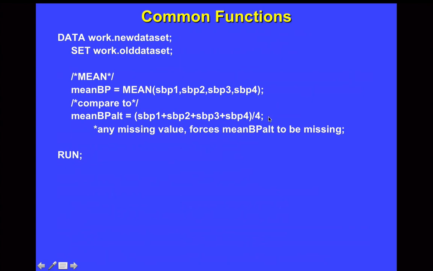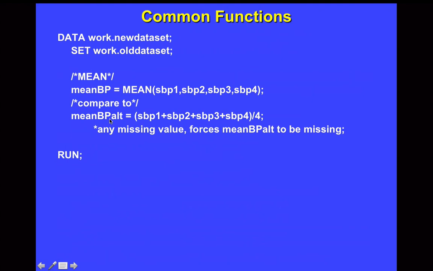Another important difference is that when using the mathematical expression in the example of mean BP alt, if any of the variables that are being provided to the function as an argument have missing values, the value for the new variable, mean BP alt in this example, is also going to be missing. So you need to be sure that you have values for all variables in the argument. Or, at minimum, you need to be sure that if any one of these is missing, you want the final variable to also be missing.